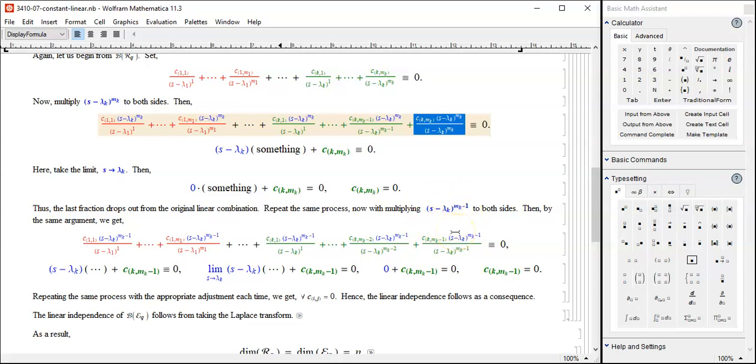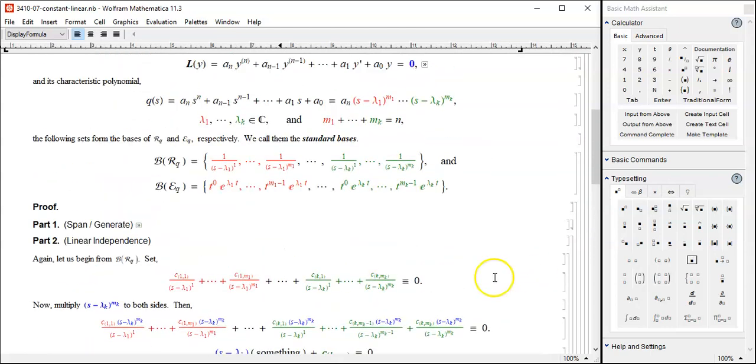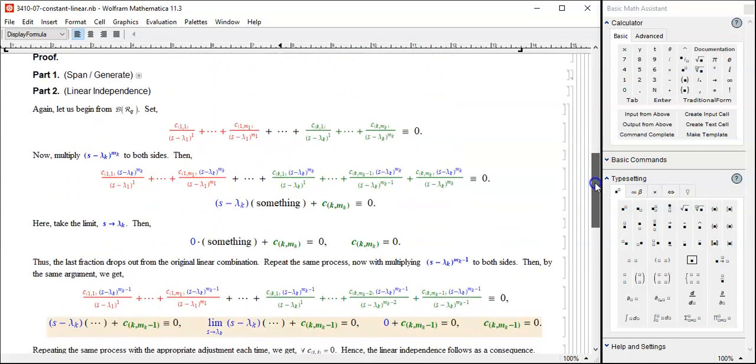So multiply (s minus lambda k) to the mk minus 1 power to each, because that doesn't exist anymore, because this coefficient is now 0. Throw that away. We are working with only these and work exactly the same way. Then we have this constant left, and to the left we have (s minus lambda k) times something. Upon taking the limit, again we have 0 plus the constant equal to 0, so we have that coefficient equal to 0 again. If you just repeat it, from the right you can take all the coefficients becoming 0, 0, 0, 0, 0, all the way to the left, and then you're going to get all 0.